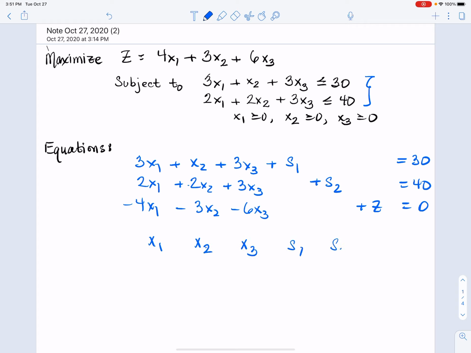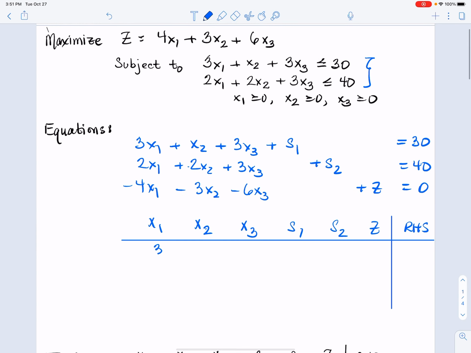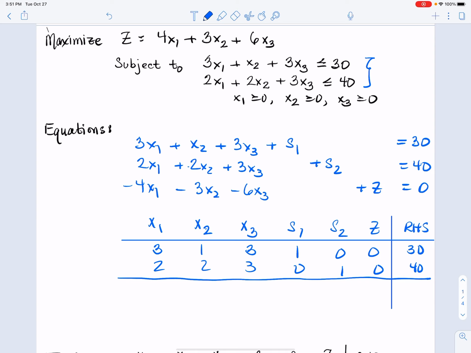So we have our 6 variables, and remember that I always call the line on the right-hand side the augment, and the line for the column heading. So we just pick off the coefficients: 0, 0, 30, 2, 2, 3, 0, 1, 0, 40. And then our final line, which I always separate with a line, because the bottom line is the special one.